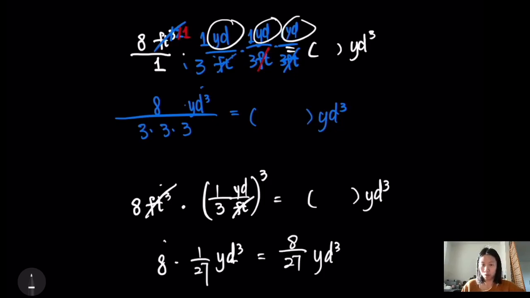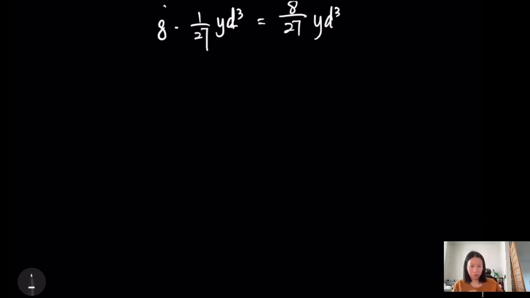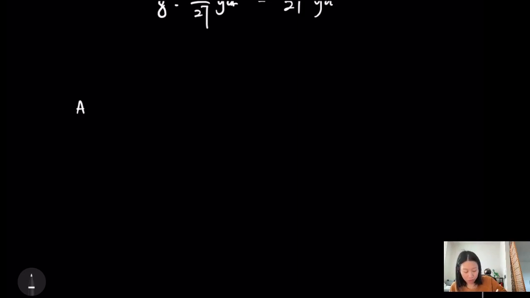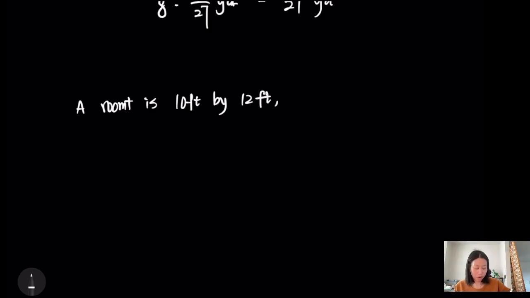That also works for converting into a square. Okay, consider some dimensional problem. If you have a room that is 10 feet by 12 feet. Let's say the room is a rectangle. Okay, so how many square yards are in the room?